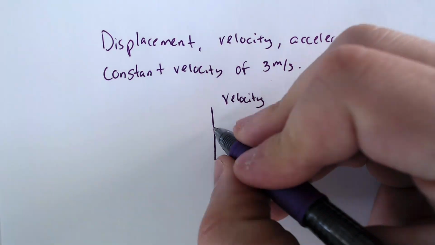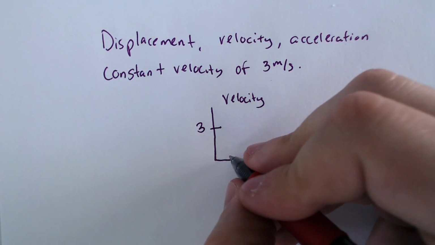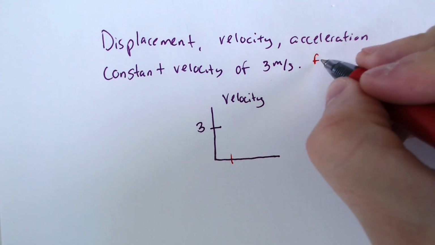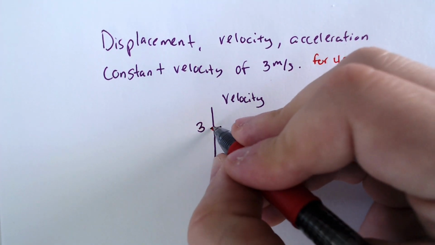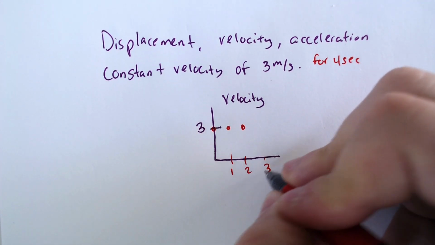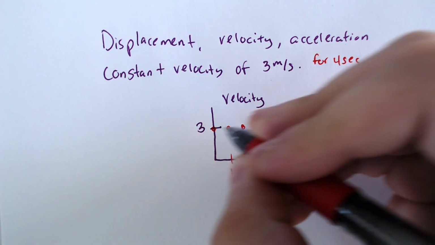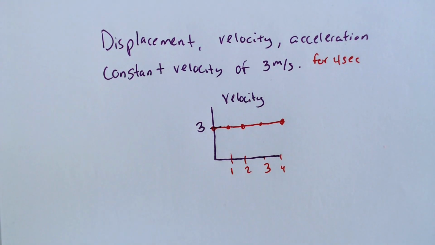So if we were having a velocity that is constant at 3 meters per second, let's say for 4 seconds. 1 second, we're going 3 meters per second. 2 seconds, we're still going 3 meters per second. 3 seconds, we're still going 3 meters per second. And 4 seconds later, we are still going 3 meters per second. So anytime you see the word constant, that would indicate that it is going flat, zero slope, not doing anything.